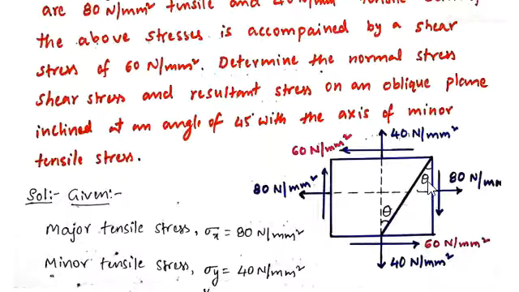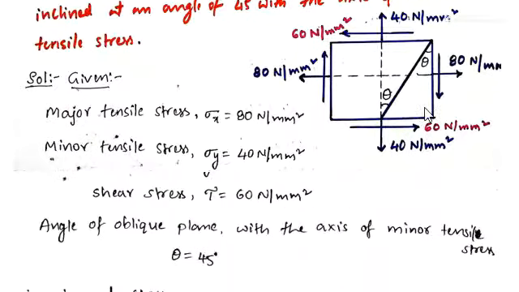So this is also 45, and this is the required angle theta. I told you these two are alternate angles. So if this is 45, this is also 45, and when you measure the angle from this side, that is the required angle theta, and that will be 45 here. So here we can write simply: major tensile stress sigma x is 80, minor tensile stress sigma y is 40, shear stress is 60 Newton per mm square, and the angle of the oblique plane with the axis of minor tensile stress is again 45, and that will become theta equal to 45 degrees.